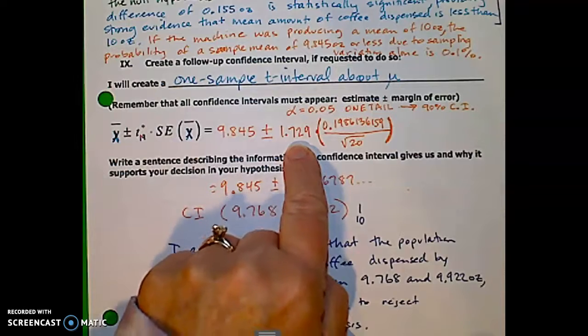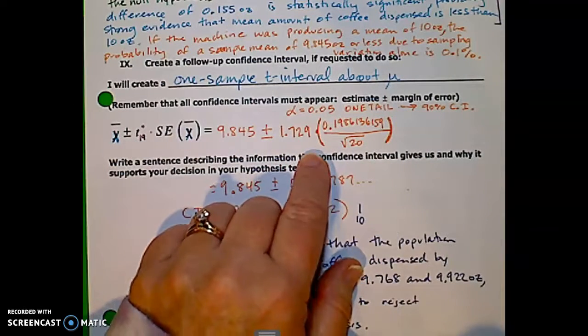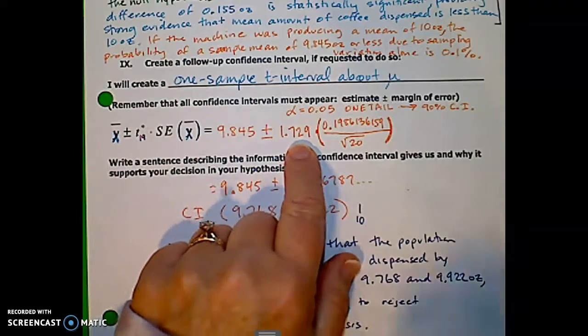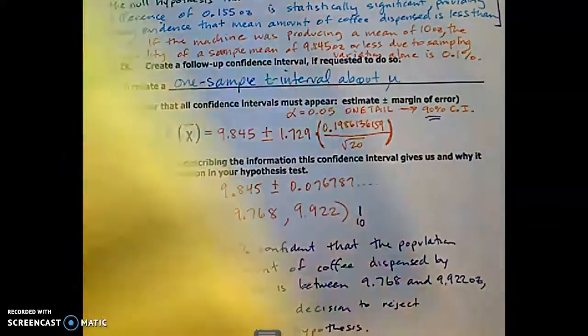And this t-score goes with a confidence interval. So it's not like the last one where we got the t-score from the sample. This is the t-score based on a 90% confidence interval. We did this yesterday, but let's recall how we do it.